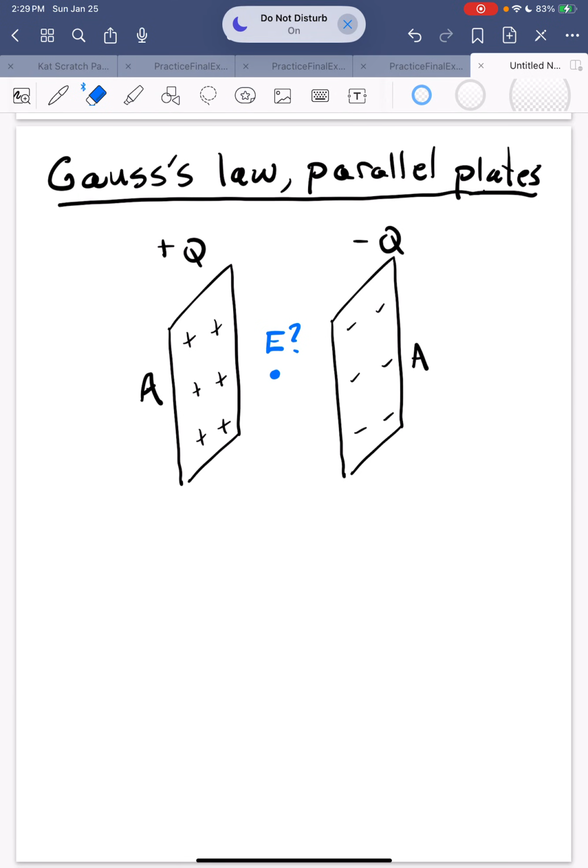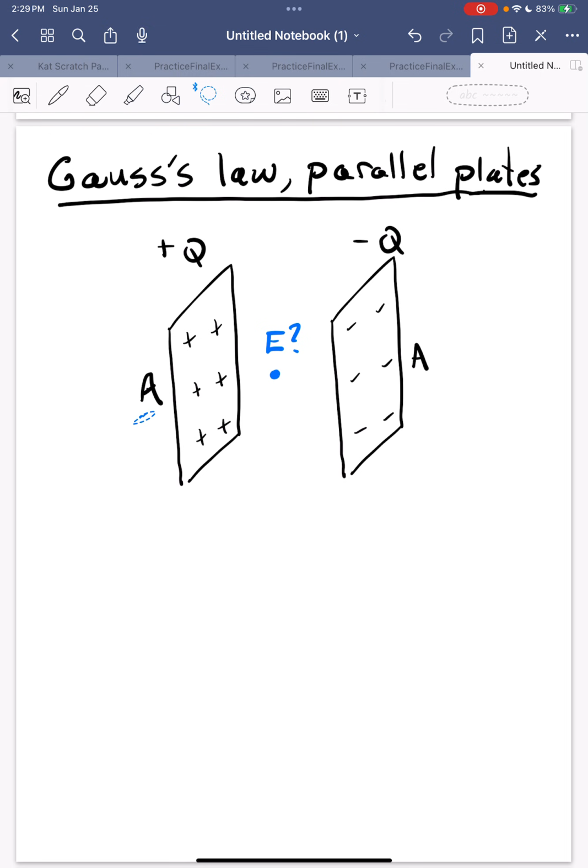Hello, in this video I'm going to show you how to calculate the electric field at some point between two charged plates. So let's take a look at our situation here. We've got a charged plate over here, and this is positively charged, so it's got a positive Q charge on it. And then there's another plate that has exactly the same magnitude of charge, but it's negative, and that's over here. And both plates have an area of A.